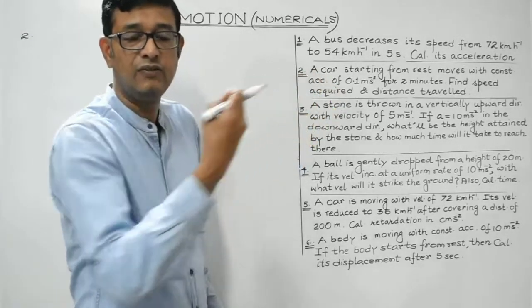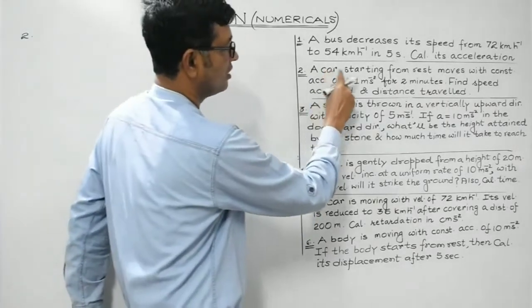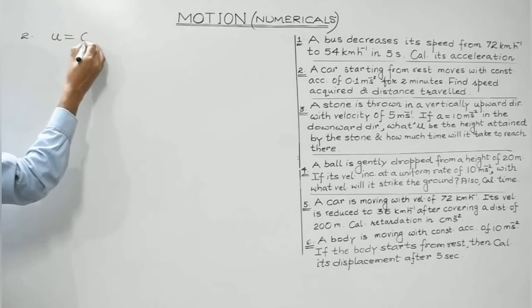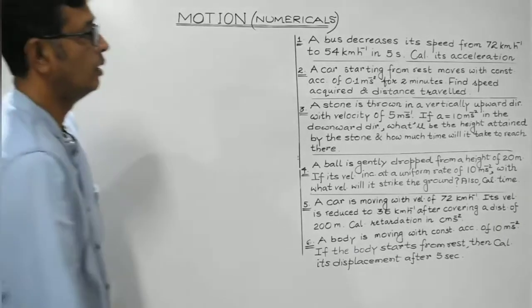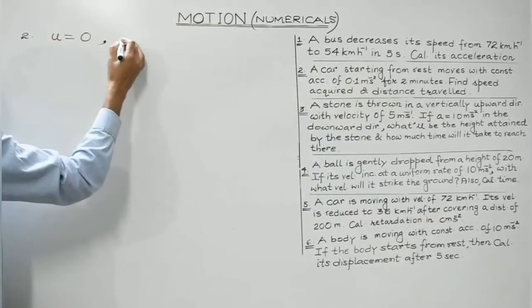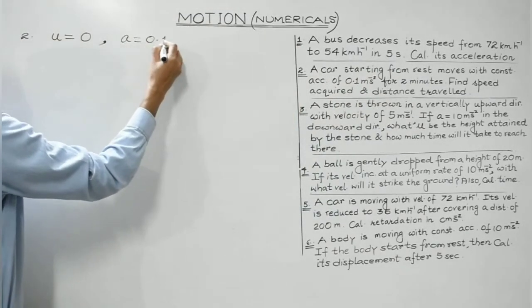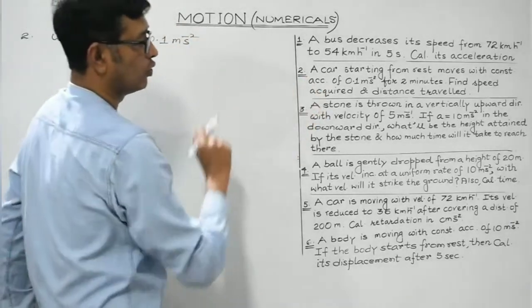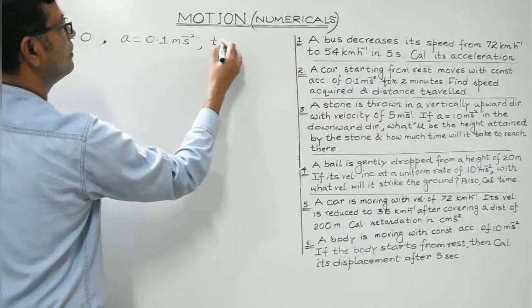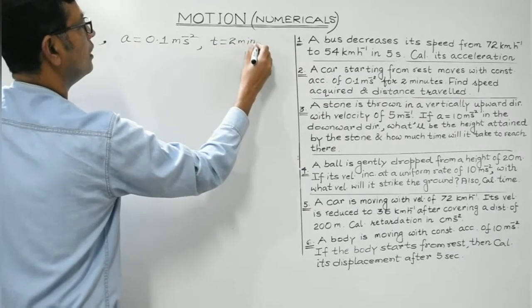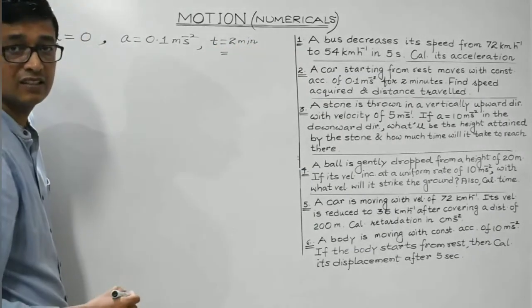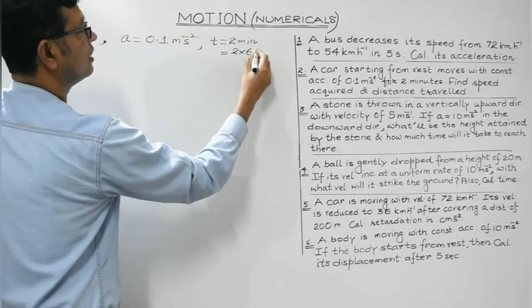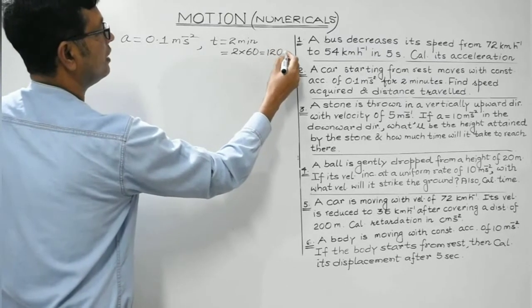Let's extract the given information from the question. What is written is a car starting from rest. Starting from rest means what is the initial speed of the body? It is 0. It is given. Moves with the constant acceleration of 0.1, so acceleration is given to be 0.1 meter per second square. First write down all the values which are given in the question. For 2 minutes, time is given to be 2 minutes. Don't forget to convert it into seconds. In SI, the unit of time is seconds. So 2 into 60 will be equal to 120 seconds.